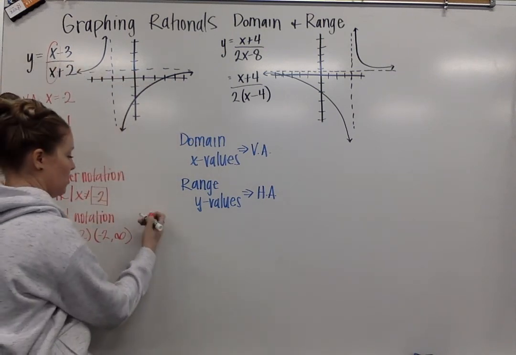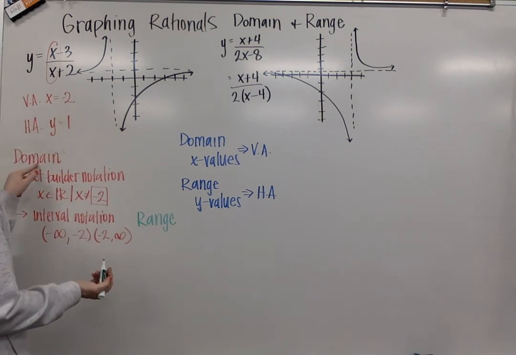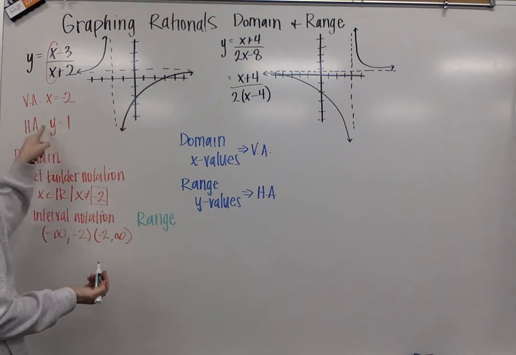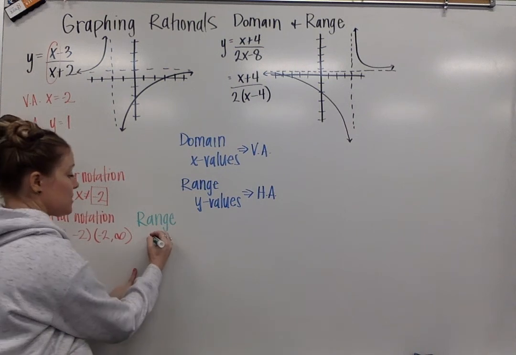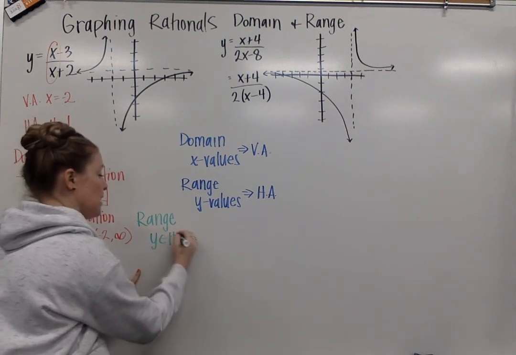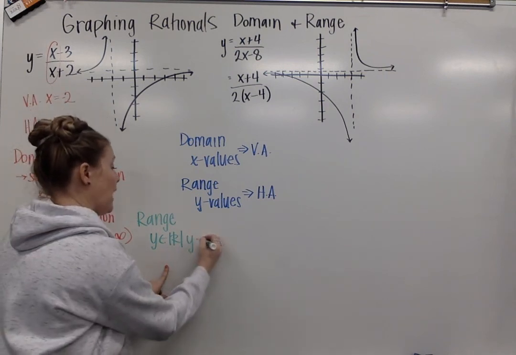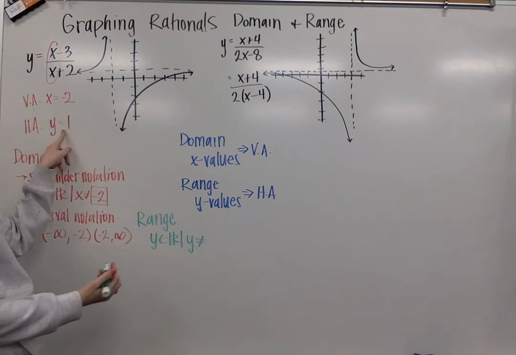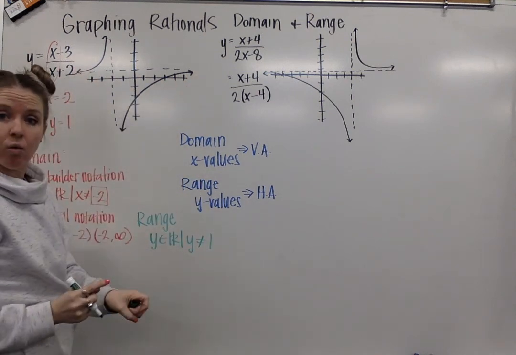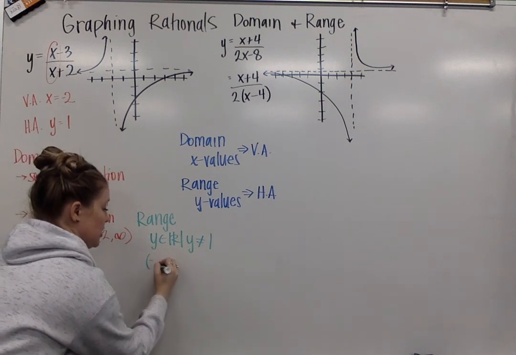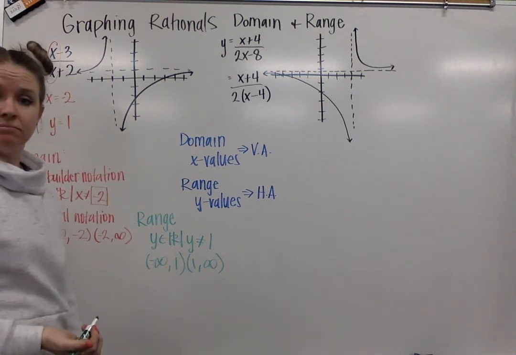Now let's talk about the range. So the range is our y values. Domain is x, range is y. So the process, it's going to look the exact same, but instead of x, this is going to say y is an element of all reals. It's every number out there, except y cannot equal 1. We're going to get closer and closer to 1, but it's never going to equal 1. And in interval notation, that's -infinity to 1 and 1 to infinity.